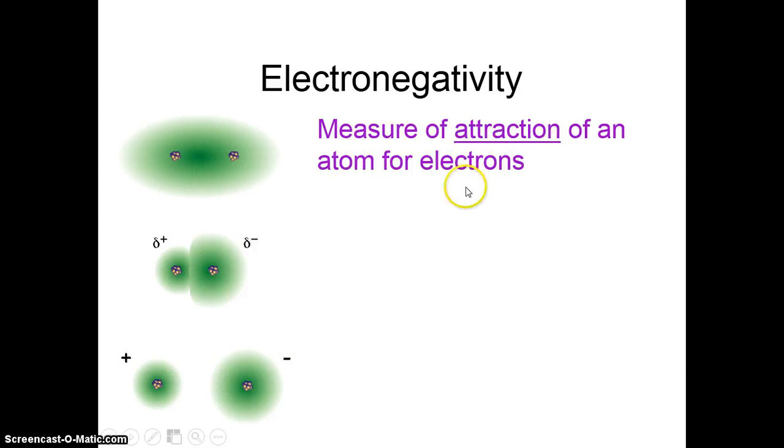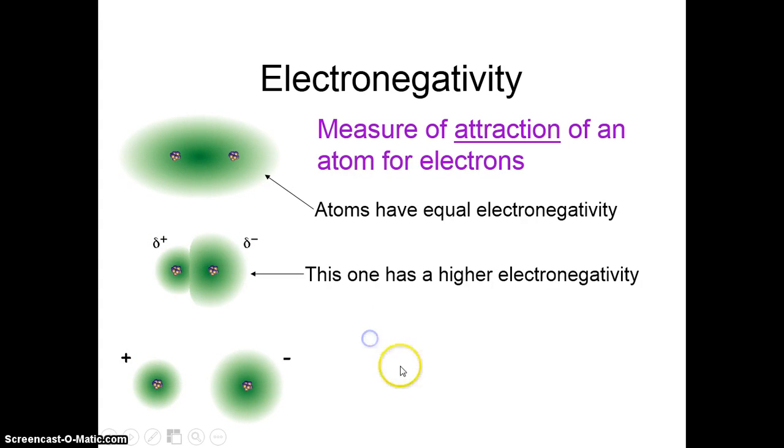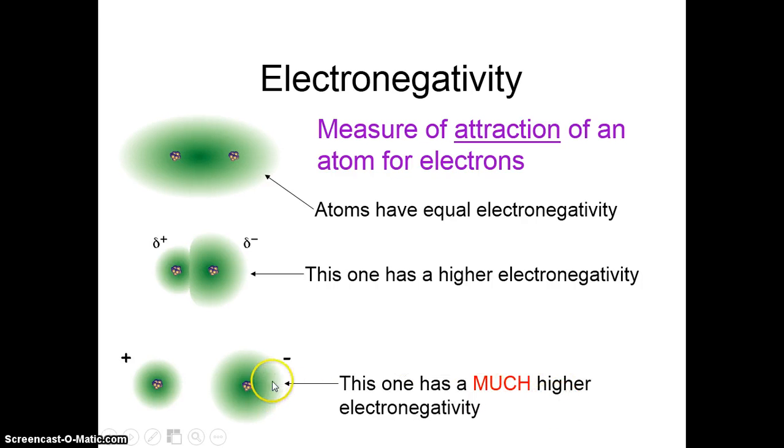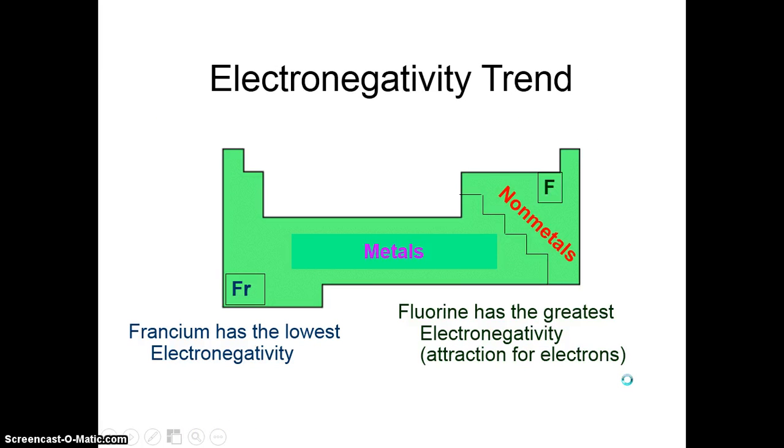Electronegativity measures the attraction of an atom for electrons. This is just showing an equal sharing of electrons. Here's the nucleus of 2 atoms that are side by side, so equal sharing. This is unequal sharing, so we have a center that's slightly negative and a center that's slightly positive, and then we have one that's an ionic bond where we actually have a transfer of an electron. So this one has such a much higher electronegative value, it actually takes the electron and they're held together by a static charge. So the electronegativity trend, francium has the lowest and fluorine has the highest affinity.